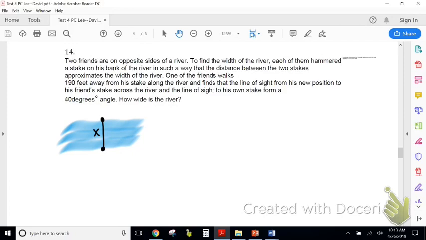One of the friends walks 190 feet away from his stake. It doesn't matter which friend, whether it's the one on the top side or the bottom side. Doesn't matter if he goes left or right. I'm just going to make him walk this way 190 feet. He finds a line of sight from his new position to his friend's stake and to his own stake. So when he's looking from his friend's stake to his stake, this angle is 40 degrees. How wide is the river?